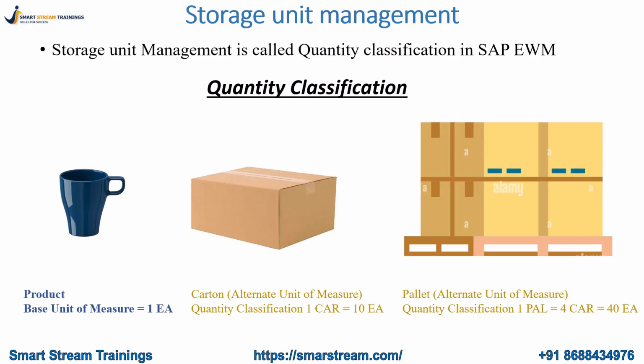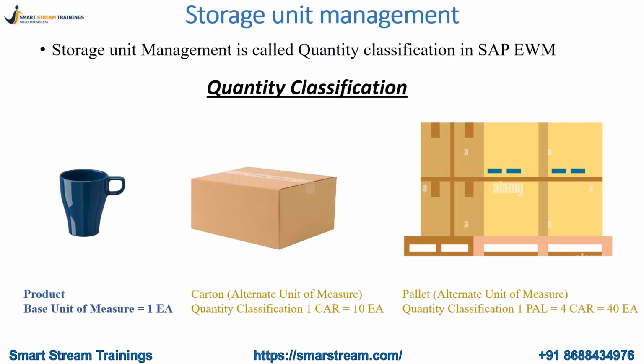So here, one cup is nothing but one each, which is one piece of cup. Every time you are going to stir that cup into the carton box, the carton box which they are using in their industry can accommodate only 10 cups. So that's why there is one more unit of measure, an alternate unit of measure. One each is the base unit of measure, but one carton is the alternate unit of measure.